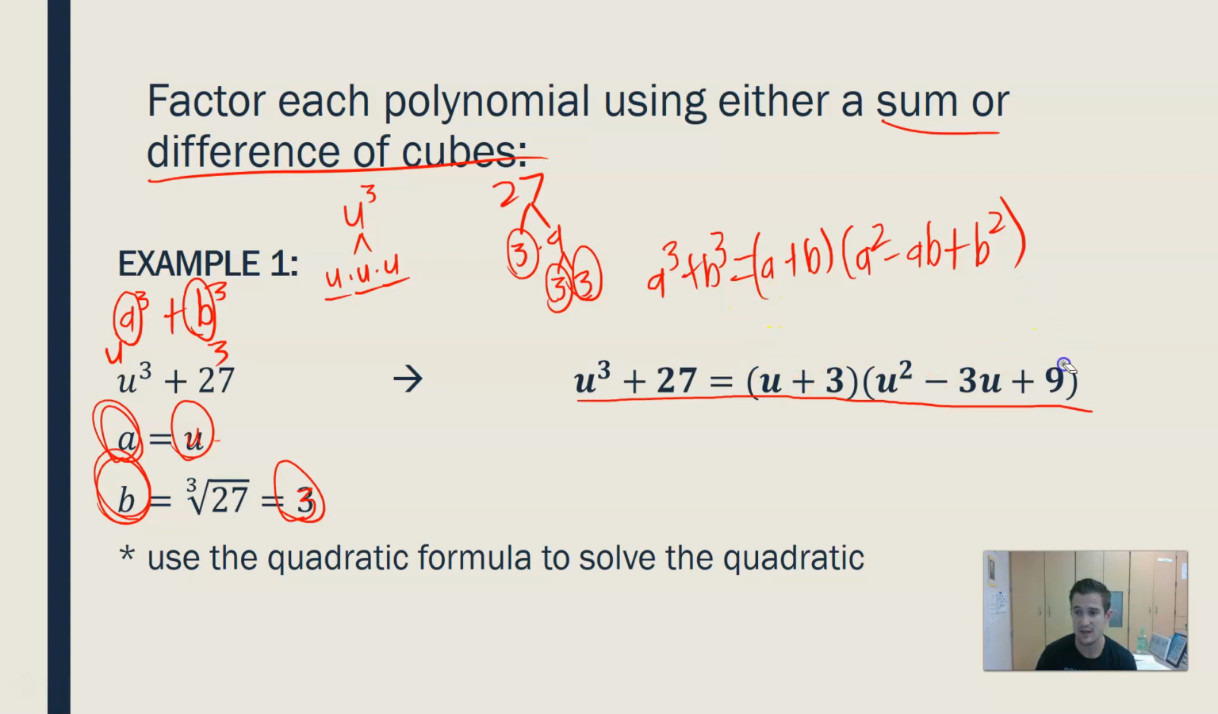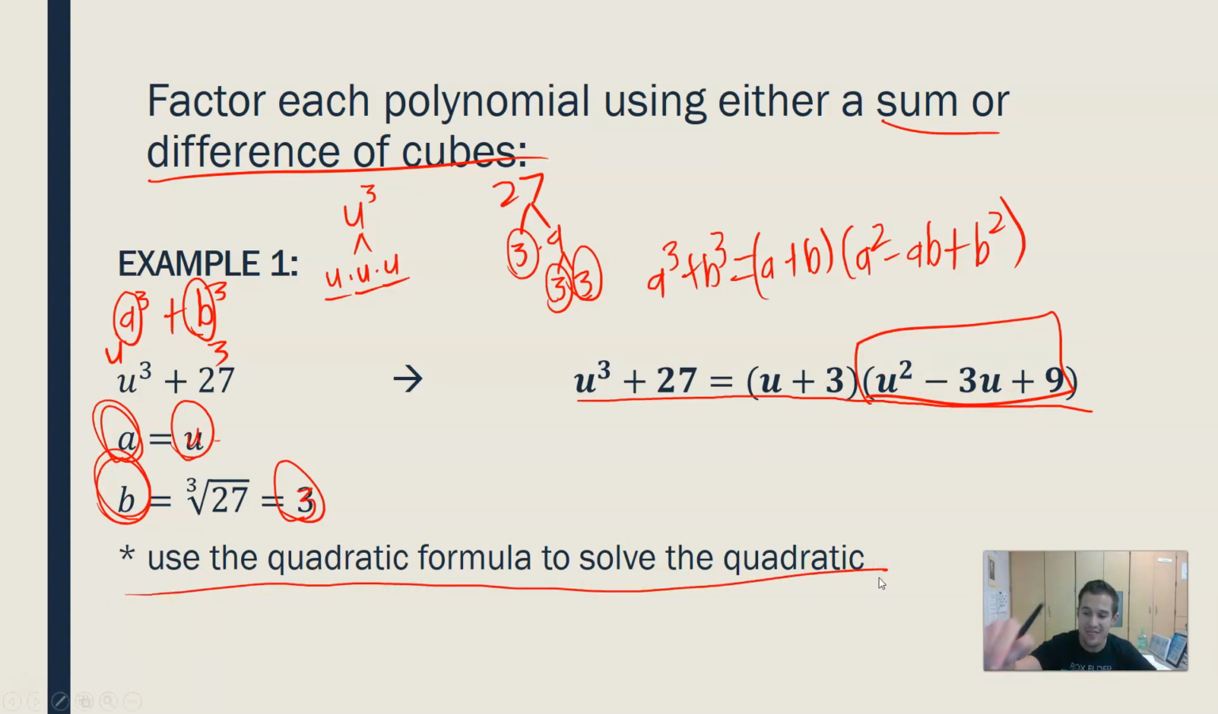And now you notice that u squared minus 3u plus 9, if I wanted to finish solving this, this is a quadratic equation. So I could use the quadratic formula to go ahead and finish solving that part. So now it's something that I'm familiar with. I know how to solve quadratic equations. So I just went from the sum of cubes into an equation that I now know how to finish solving. So that's an example of a sum of cubes.